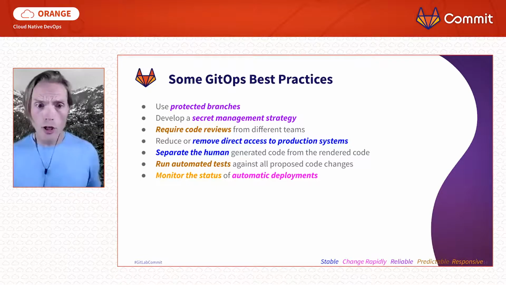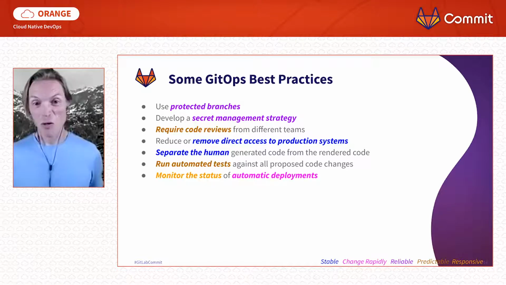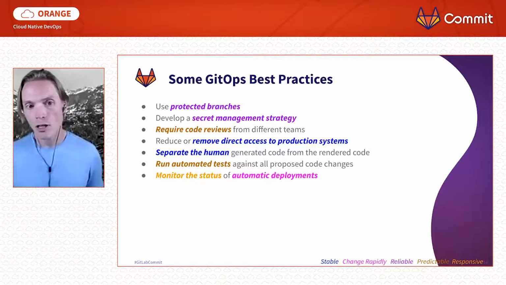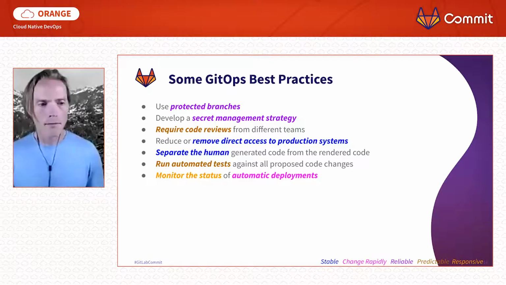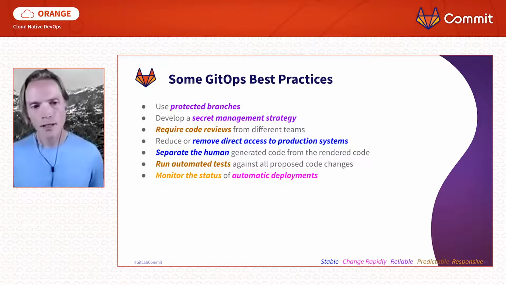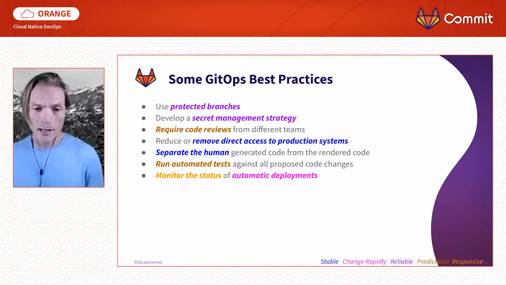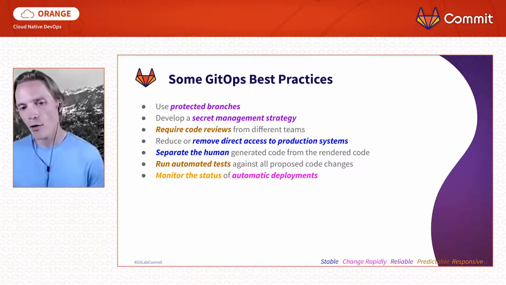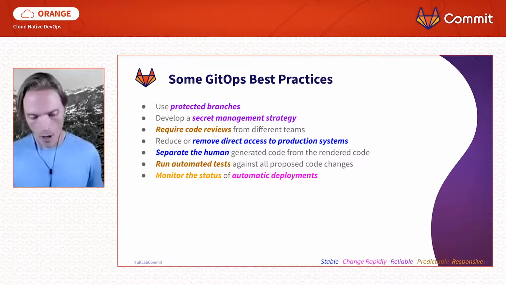Removing the human from the production system. As you saw there in that system, I didn't actually have access to make the change. I only had access to make the change through the GitOps process, through GitLab CI. And then finally, monitor the status of the automatic deployments. So just because we made the change automatic and we tested isn't a guarantee that it's going to be healthy. So let's make sure we go ahead and monitor that status.